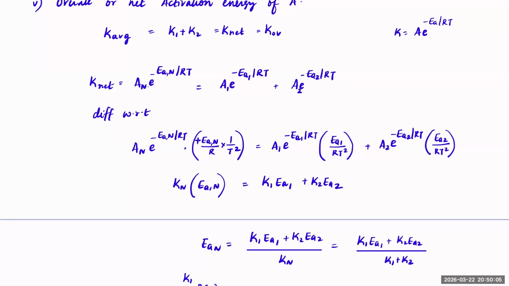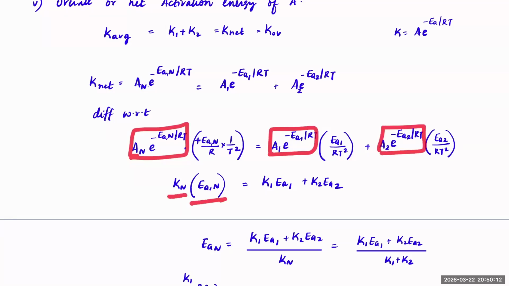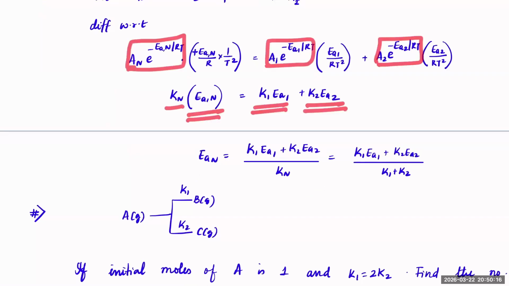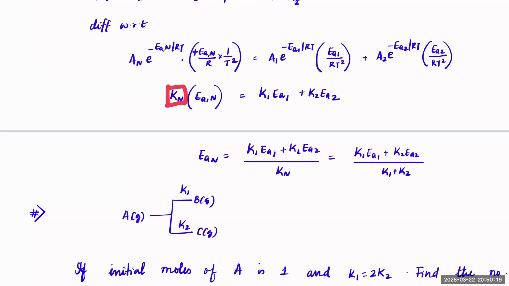And now you can see this entire thing is kn. This is k1. This is k2. So kn into E_A,N is equal to k1 E_A1 plus k2 E_A2. And kn is basically overall k, which is k1 plus k2. So if I put that, I will get E_A,N is equal to (k1 E_A1 plus k2 E_A2) by (k1 plus k2). It is like a weighted average. Check out carefully, it is like a weighted average: k1 E_A1 plus k2 E_A2 by k1 plus k2.